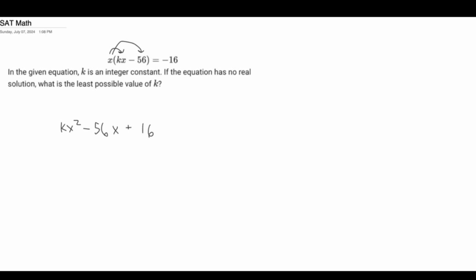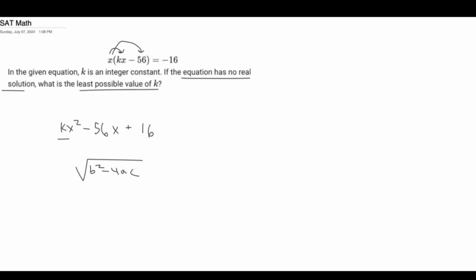So what we're trying to find is the least possible value of k, the coefficient in front of our x squared term, where the equation has no real solution. So when it is a no real solution question, or maybe it's asking if it has one solution, then you're always going to be looking at the discriminant when dealing with that quadratic. So the discriminant is just b squared minus 4ac, right? So basically what happens with the discriminant is that when the discriminant is a negative number, there's going to be no real solution.